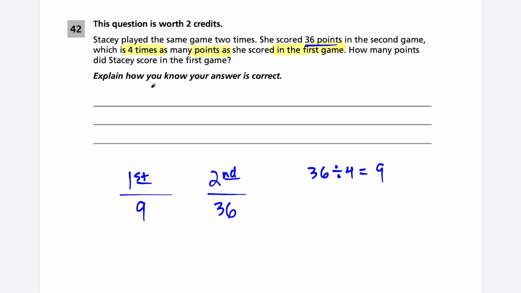But how do we know our answer is correct? Well, we could run it back through the question. If we take her points in the first game, 9, and multiply it by 4, or do 4 times 9, we're going to get 36, which equals the amount of points she scored in the second game.